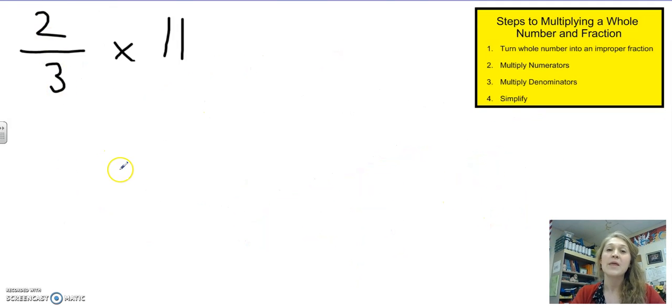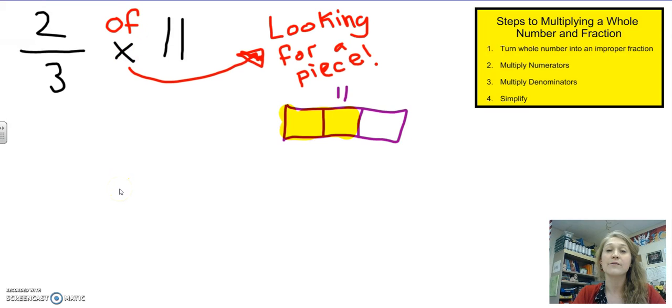This works the same if we have the numbers reversed. So in this case, I have 2/3 times 11. This time I can look at that multiplication symbol and I can say of. I'm looking for 2/3 of 11. In other words, I'm looking for a piece of 11. And so you can see in my drawing here that my number is going to be smaller when I find the answer because I'm looking for a part of 11.